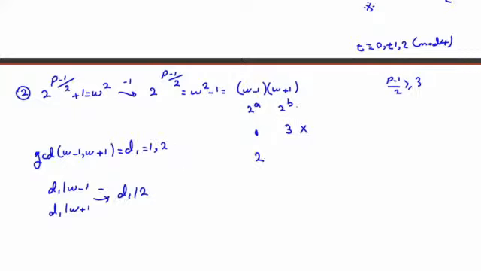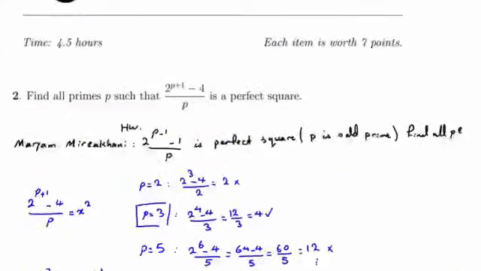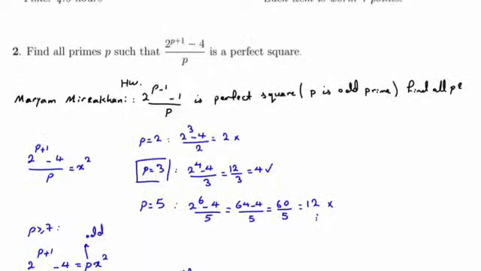If the GCD is 2, this one should be 2. The next one should be another power of 2. So w minus 1 is 2. So w is 3. w plus 1 is 4. So 2 times 4, 8. So 2 to the p minus 1 over 2 equals 8, which is 2 cubed. So p minus 1 over 2 is 3. So p is 2 times 3, 6, plus 1, 7. Okay, so p is 7, and let's check it. Let's check p equals 7 here.